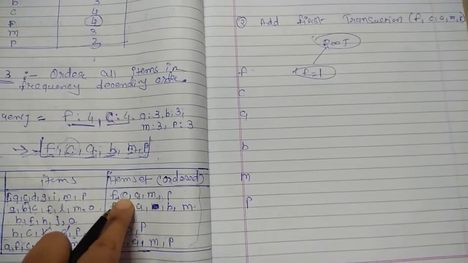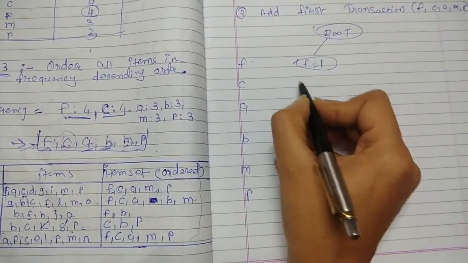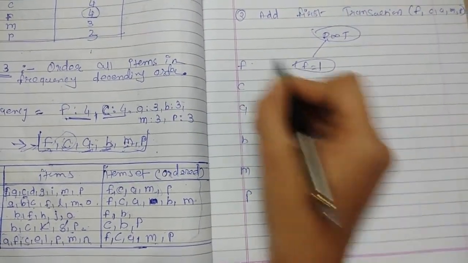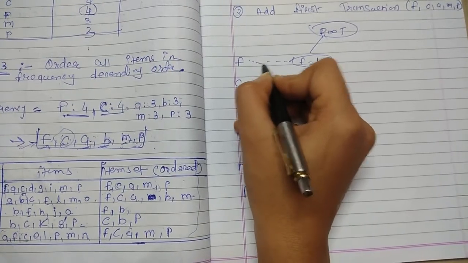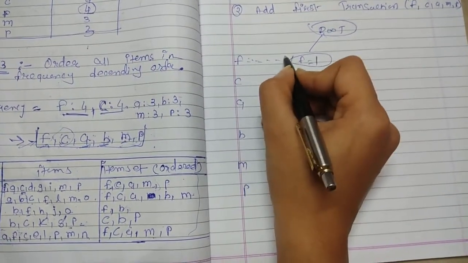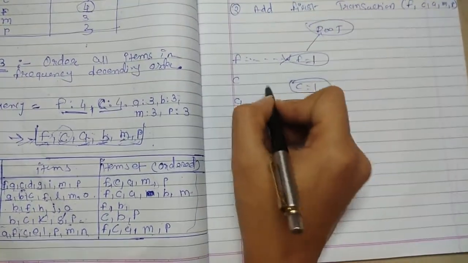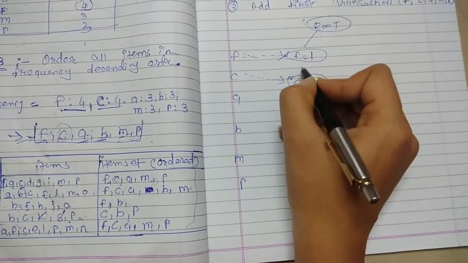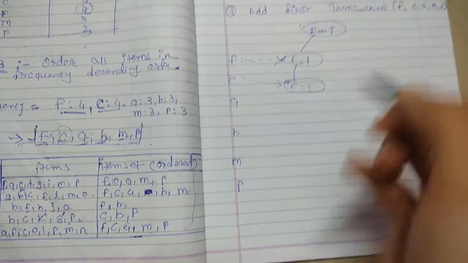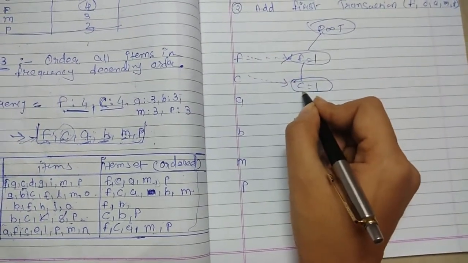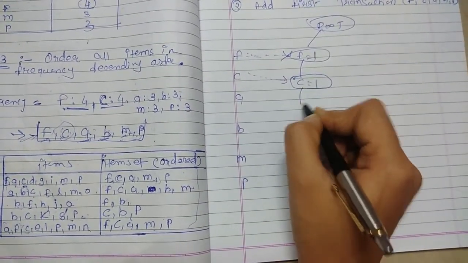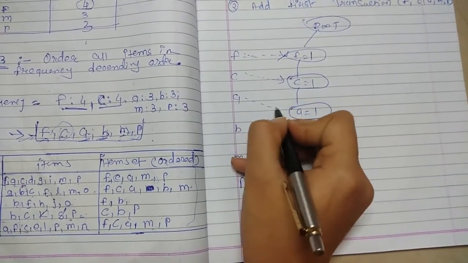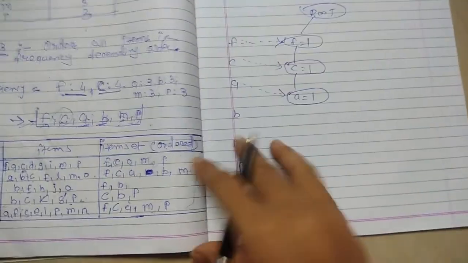Now next C, so we'll again create a new node and write C equals 1. We connect this node with this frequent item set, and F then C, so we'll also connect this F then C then A, so A equals 1, and we'll connect with this A.